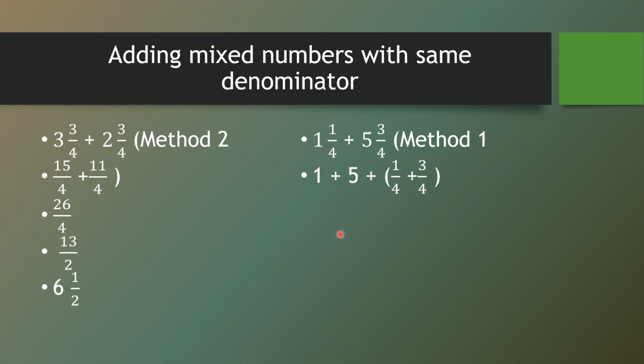Now 1 plus 5 equals to 6 plus here 3 plus 1, 4. 4 by 4. Now 4 by 4 is equals to 1. We know when we divide 4 by 4 we get 1. So 6 plus 1 which is equals to 7. So these are both methods 1 and methods 2 for adding mixed numbers with same denominator.